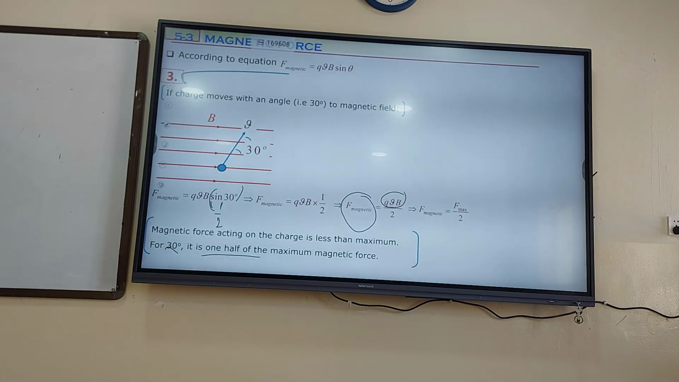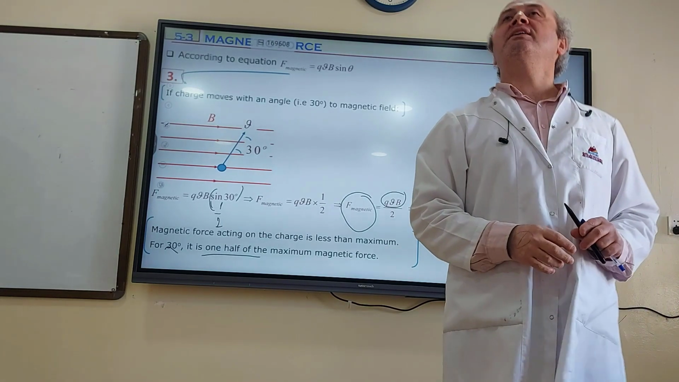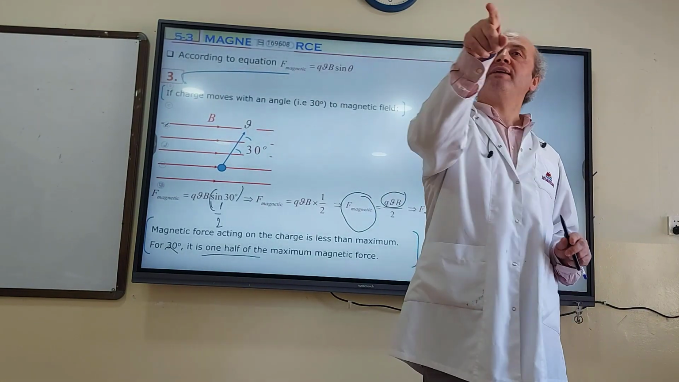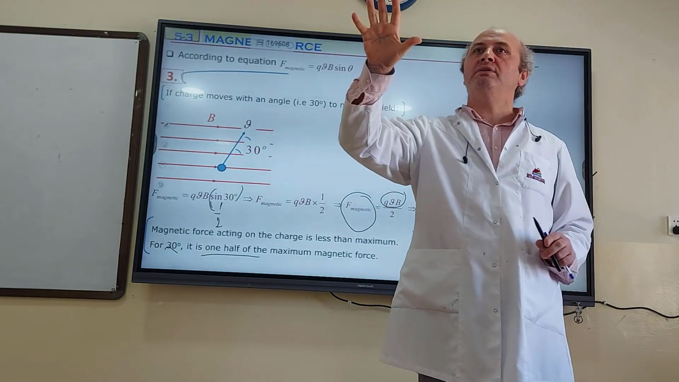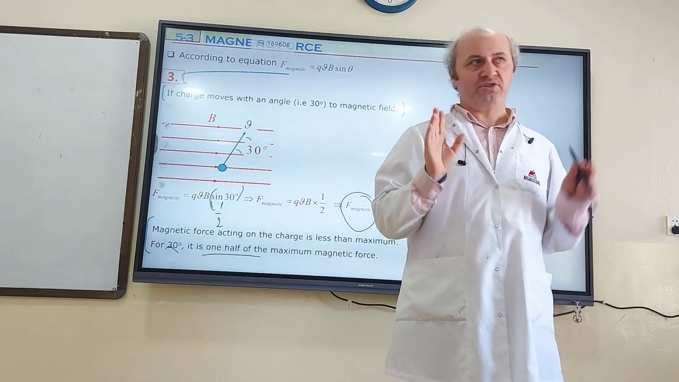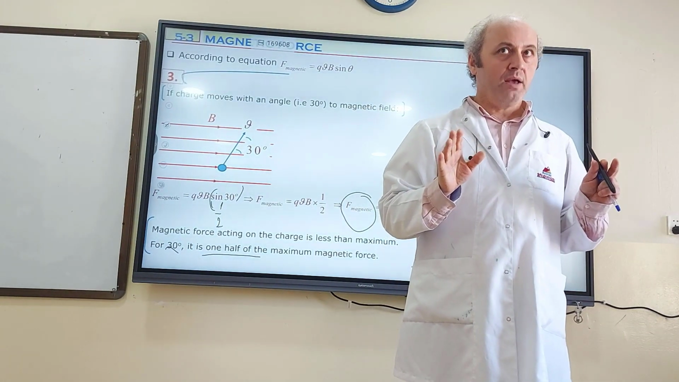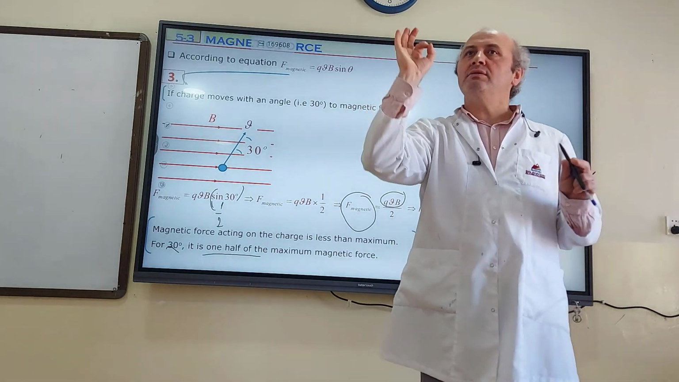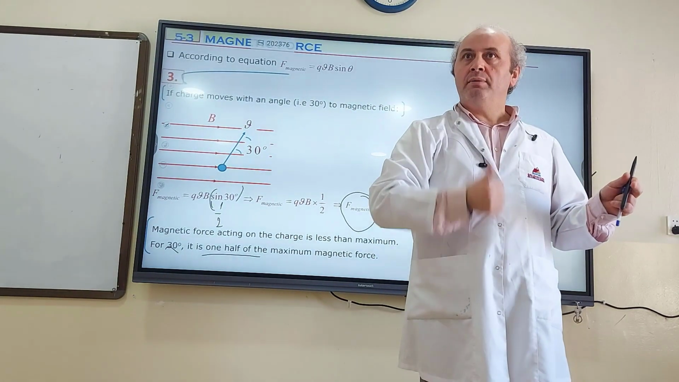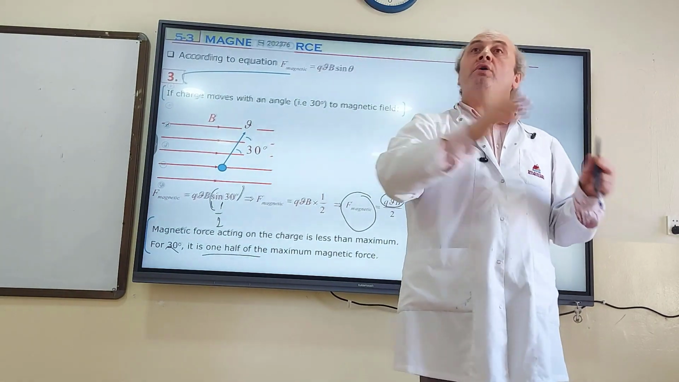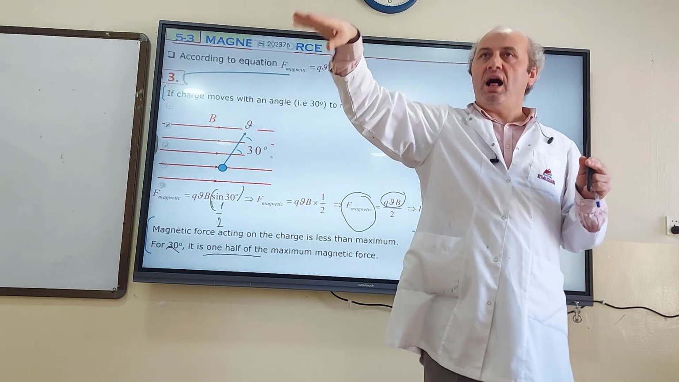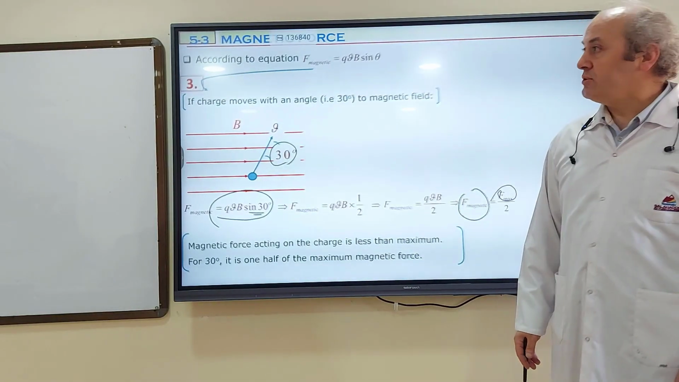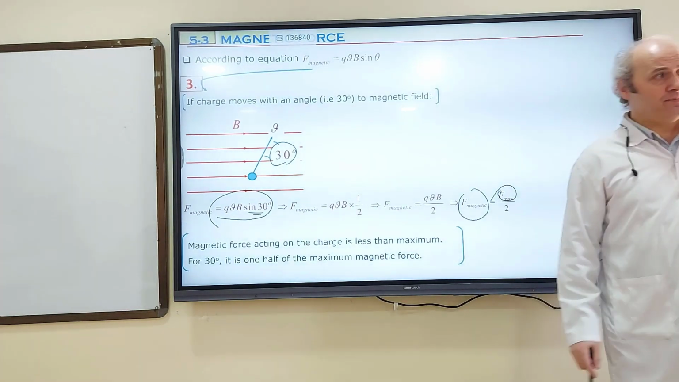Okay, at what angle is it maximum? 90. At what angle is it 0? 0 and 180. So these are the possible exam questions I think in this title. Can you say parallel? Parallel is possible. Parallel is 0. Perpendicular? 90, but maximum. 30 is half. Okay.